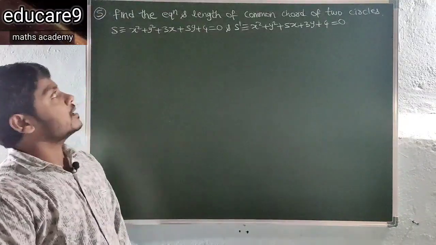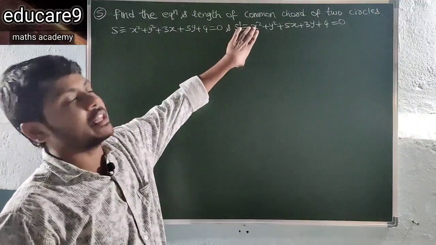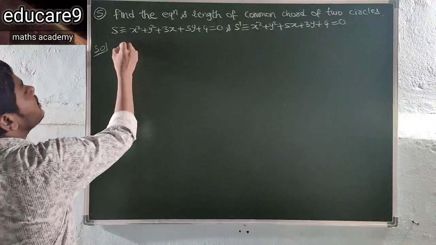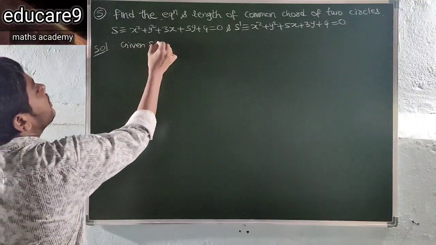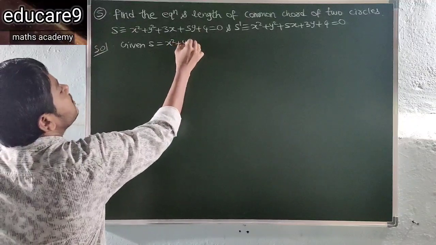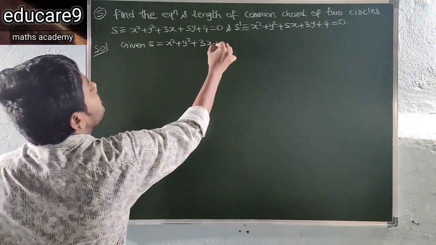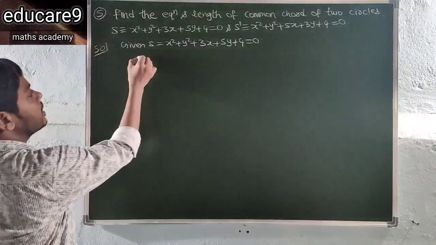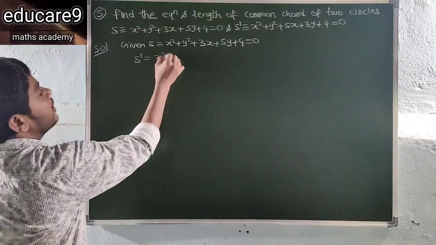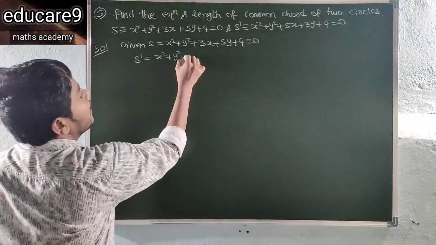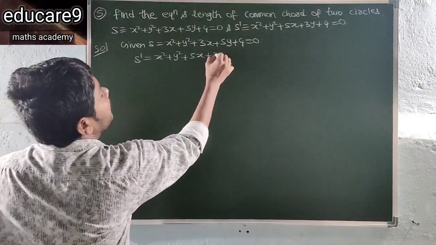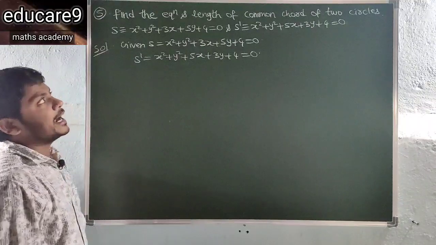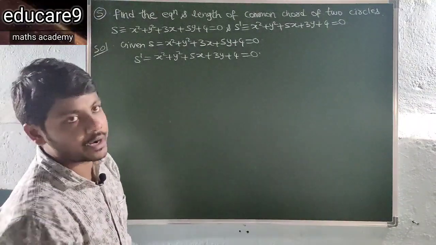So see here, next, the fifth one. Find the equation and length of the common chord of two circles. So see here, what are the given circles? Given S is equal to x square plus y square plus 3x plus 5y plus 4 is equal to 0. And what is the second circle? S dash is equal to x square plus y square plus 5x plus 3y plus 4 is equal to 0. Okay, so here, find the equation of the common chord.